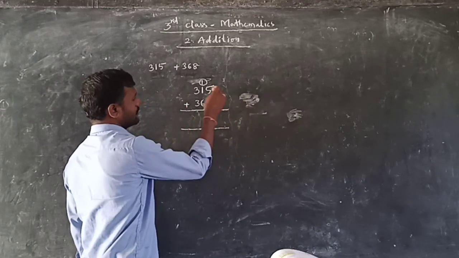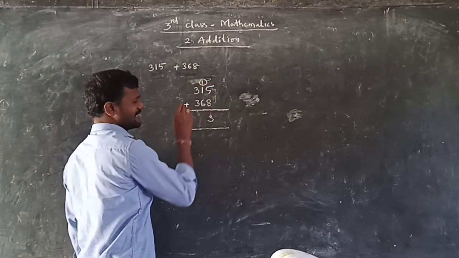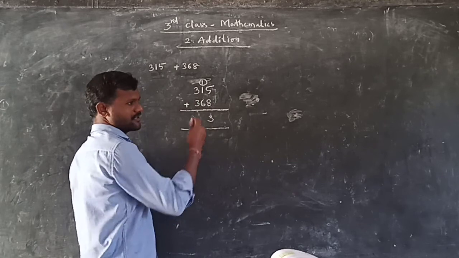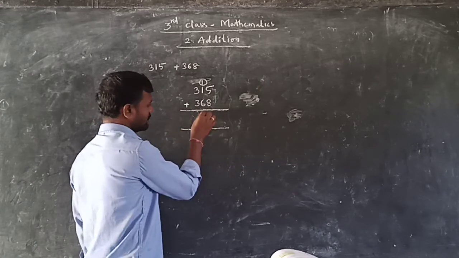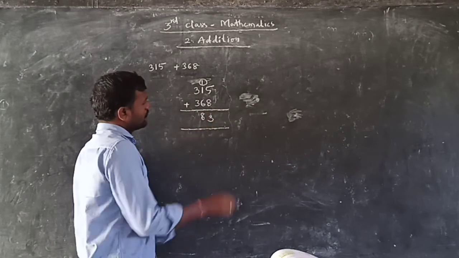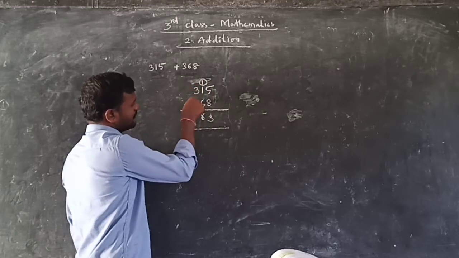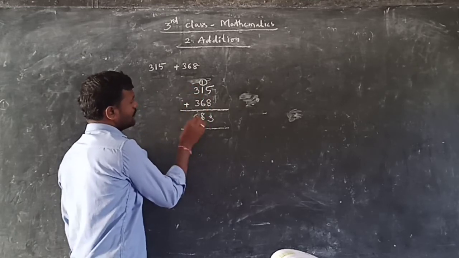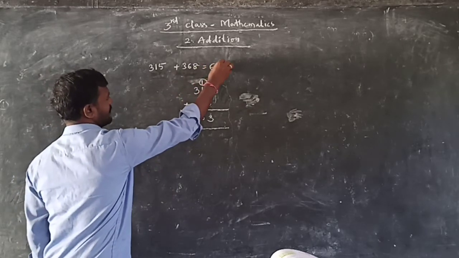Okay. Now add them. 1 plus 1. How much? 2. 2 plus 6. So do the additions. 2 plus 6. How much? 8. We are getting only one number. So write that one number directly. 8. And now this is completed. And third row, hundreds row. 3 plus 3. How much? 6. So what is the total of these two numbers? It is 683.